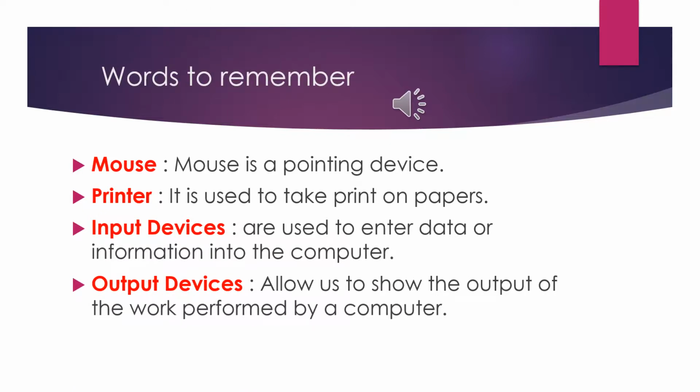Now we will take a quick recap and see what we have studied in the previous slides. Mouse. Mouse is a pointing device. Printer. It is used to take print on papers. Input devices are used to enter data or information into the computer. Output devices allow us to show the output of the work performed by a computer.